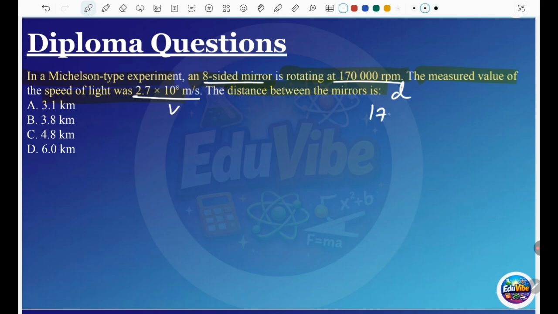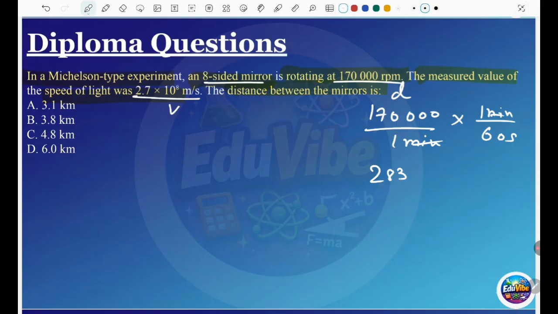17000 is the rpm, meaning the revolutions per minute. So this is per minute, and this 1 minute should be converted into seconds to get into rps, because we want seconds. So we divide this by 60 seconds. When you solve this, you get about 283.333 repeating. We get rps from here.